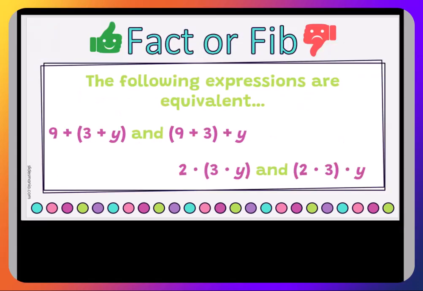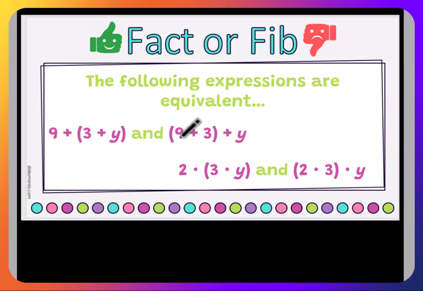Okay, what about these expressions? Determine fact or fib. Are they equivalent or not equivalent? Always look at it and try to figure out how the expressions changed. So I look at it, and I know that it's 9 plus (3 plus y), and here I have (9 plus 3) plus y. What changed was the parentheses, the grouping. In my first expression, the grouping was around the 3 plus y, and then it changed and put it around the 9 plus 3. So when you change your grouping, you're changing the order that you're doing the operation, right?